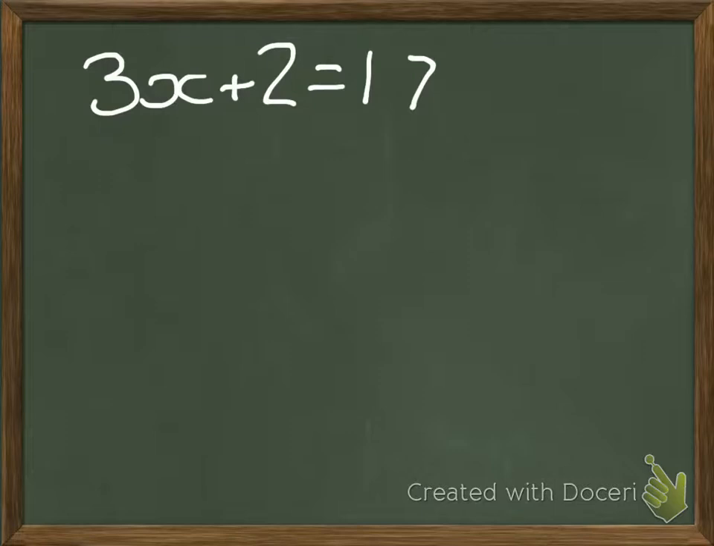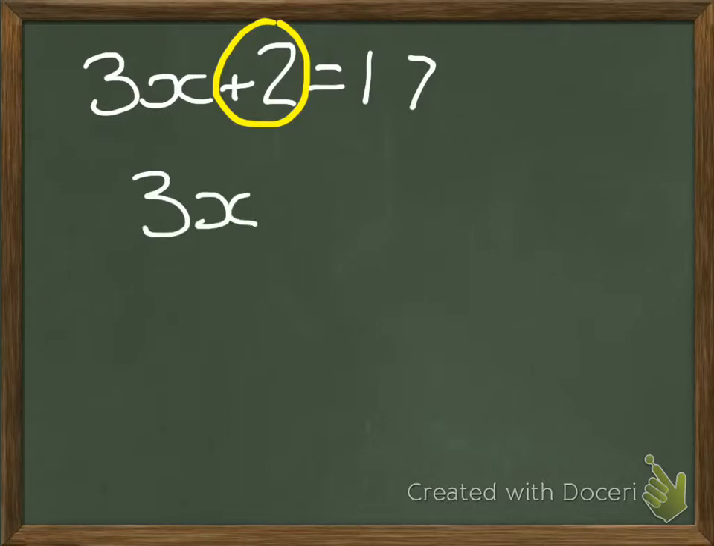So we can approach this equation in the same way. We can take our plus 2 and we can move it to the other side of the equation. So we're going to have our 3x staying where it is. Our equals is going to be the same, our 17 is going to be the same. The plus 2, which has moved to the other side of the equation, is now minus 2.